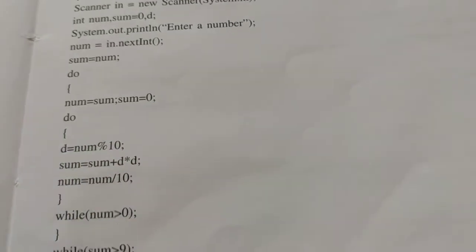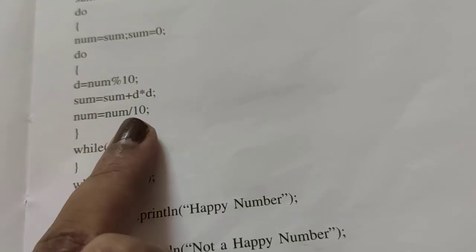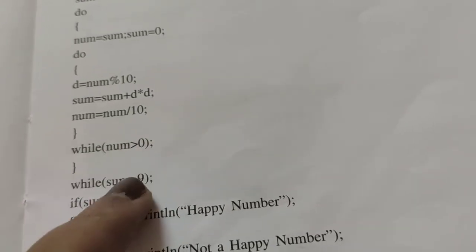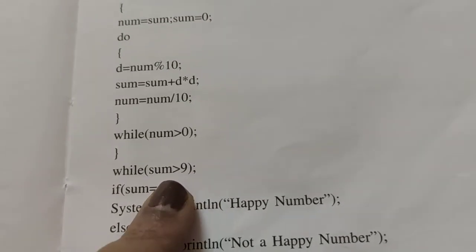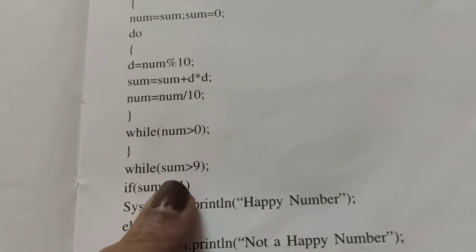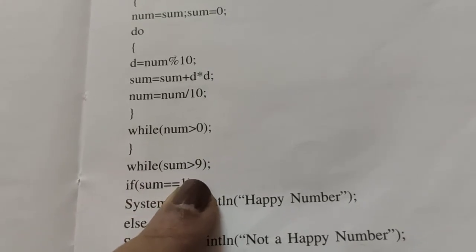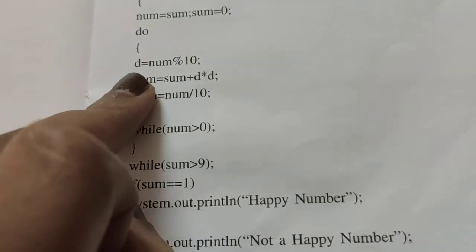After that it will come out, because num will not be greater than 0, because you are doing number divided by 10. Already 3 is over, so you won't be getting a number that is greater than 0. So it will come out of the loop. Coming out of the loop, it will check whether the sum is greater than 9. Yes, 10 is greater than 9. So here the sum is 10, which is greater than 9. So once again it will get into the loop.